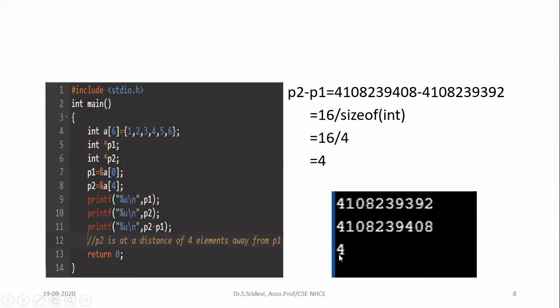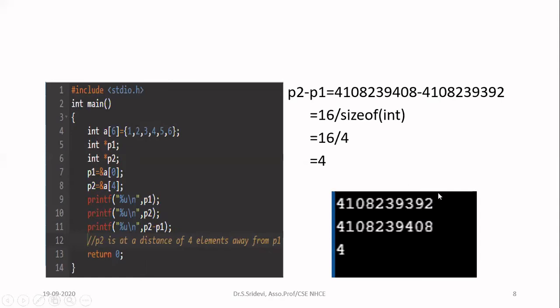Why I am getting 4 is, the subtraction of 2 pointers will not give you the exact subtraction value. Instead, it will tell you how many elements are between those 2 pointers. Here P1 is pointing to A[0], P2 is pointing to A[4]. So the elements between these 2 pointers are 4 elements, 4 minus 0. See the index 4 and here 0, 4 minus 0 is 4 elements between those 2 pointers. So you will get that as the answer.